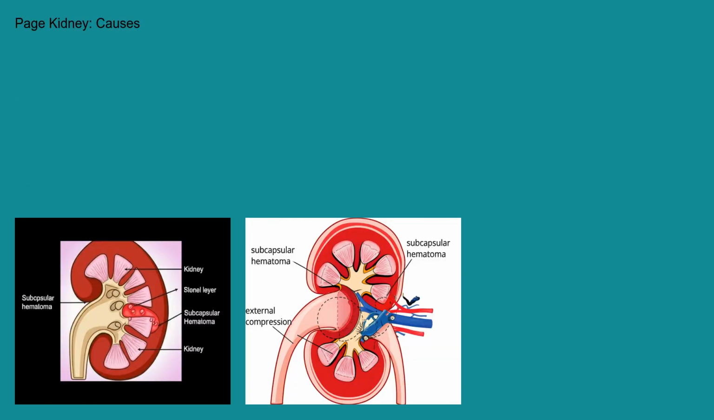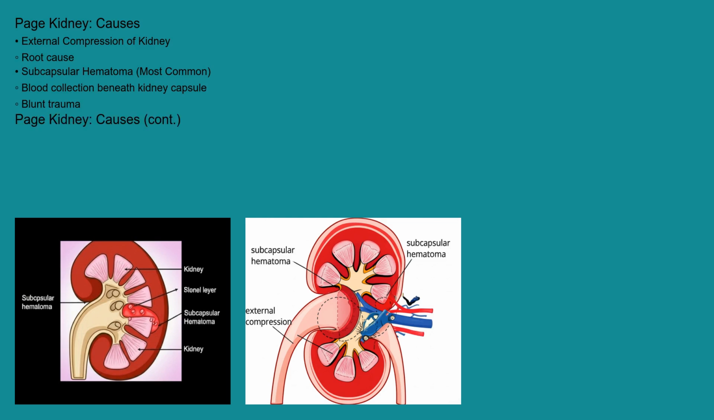The root of the problem lies in external compression of the kidney. Most often, this compression is due to a subcapsular hematoma, which is a collection of blood beneath the kidney's outer capsule. This hematoma typically results from blunt trauma to the flank area, such as a car accident, a fall, or even sports injuries. Less frequently, Page kidney can be caused by other compressive lesions like urinomas, a collection of urine outside the urinary tract, abscesses, or even tumors surrounding the kidney.